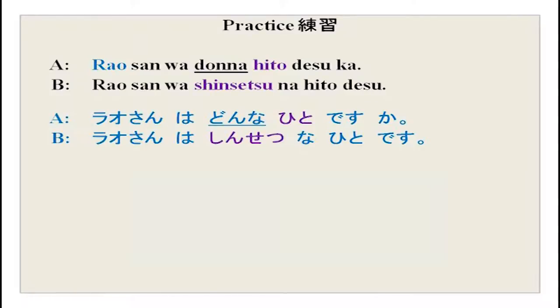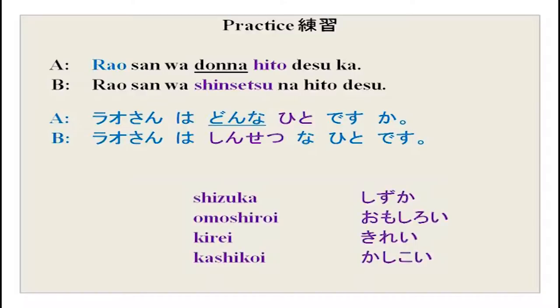Rao san wa donna hito desu ka? Rao san wa shinsetsu na hito desu. Instead of shinsetsu, you can use shizuka. Omoshiroi, kirei, kashikoi. So Rao san wa donna hito desu ka? What kind of a person is he? Rao san wa shinsetsu na hito desu.